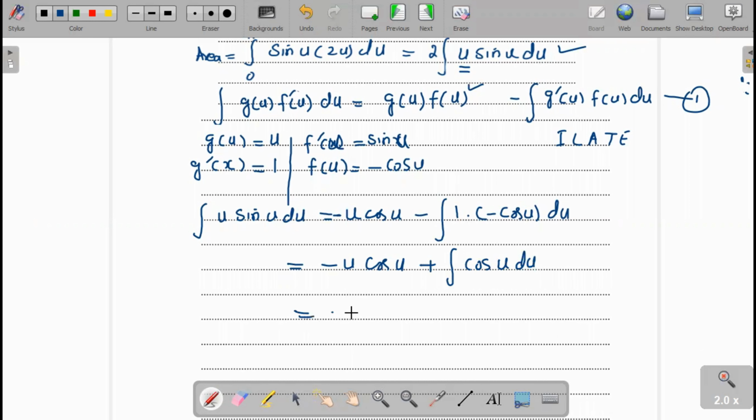That value will be equal to minus u cos u, and you take the integration of cos u. The integration of cos is sin, so it is plus sin u, and this is the integration of u into sin u.